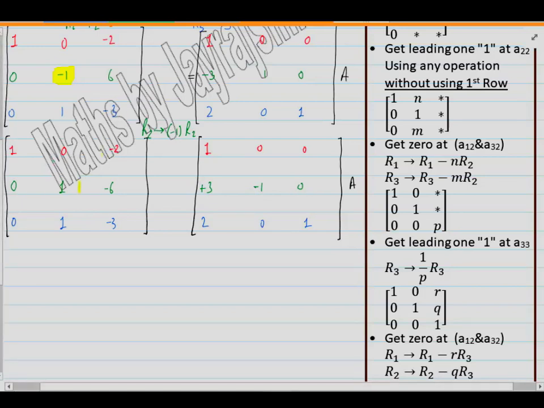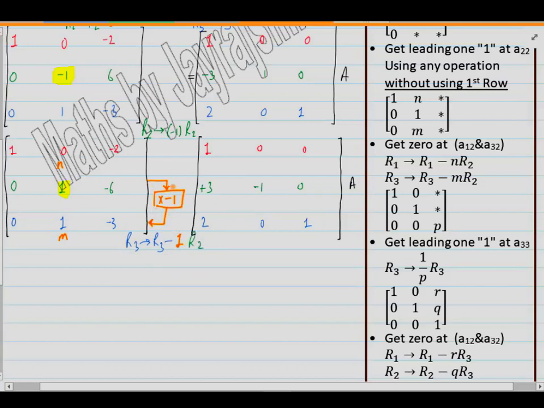So we get leading one at A22 point as well as the value of N and M, which will be helpful in the next operation to get 0 at A12 and A32. So our first operation must be R1 gives R1 minus N, but N is already 0, so we don't need this operation, right? Okay, we just get 0 at A32 point using operation R3 gives R3 minus M, which is 1 R2, right?